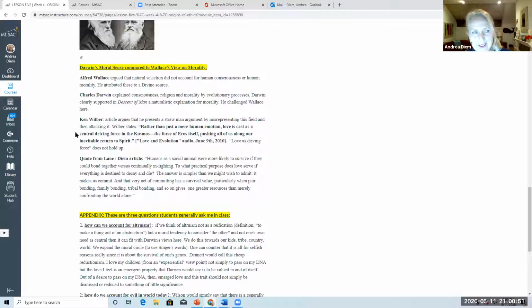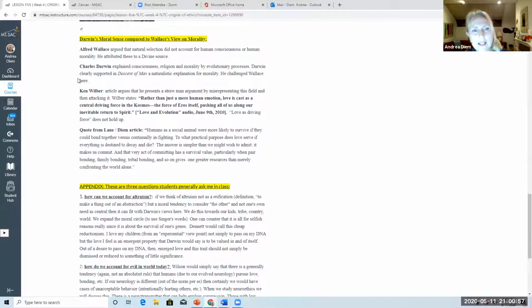And the article also talks about Ken Wilber, who's going to side more with Wallace, but the authors of the article challenge the Wilber view and the Wallace view, and really say that Darwin should not be discredited, but understood in his own right as offering a great insight.